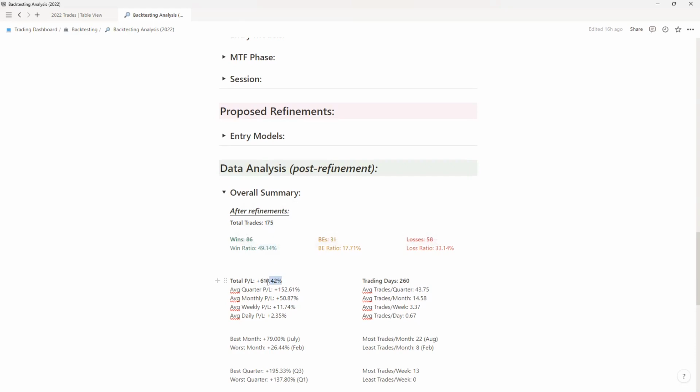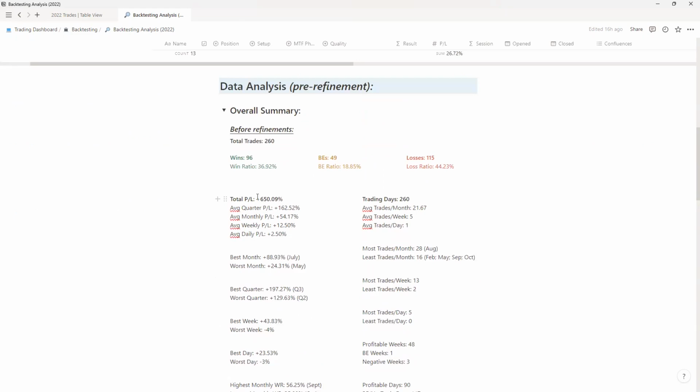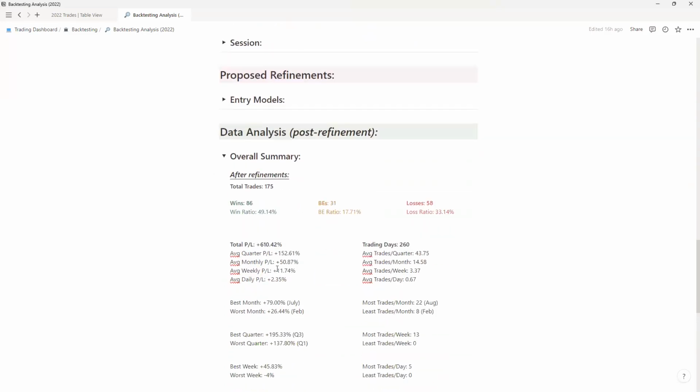Now our total P&L was 610.42. That was slightly down from our overall P&L before, which was 650, but I was more than happy to sacrifice some total P&L to boost that win ratio, because recently it's been the psychological side of trading that I found the toughest. And I was wanting to increase my win ratio so that I can make that psychological side a bit easier on myself, not experiencing as long periods of drawdown or as deep periods of drawdown. So my real focus was improving that win ratio.